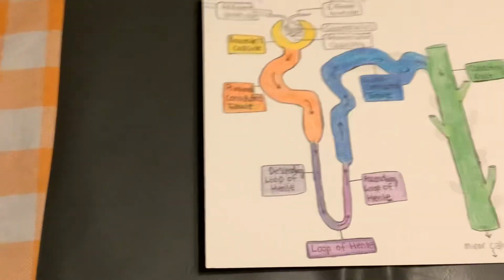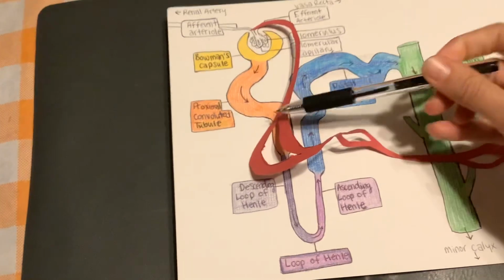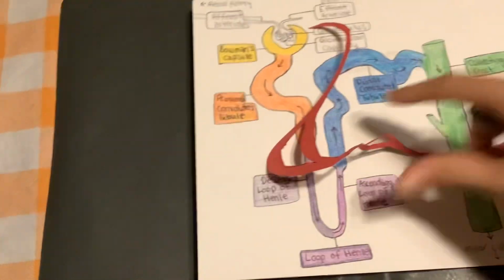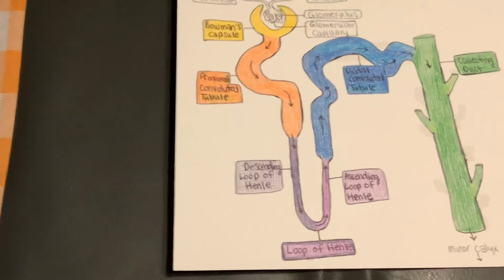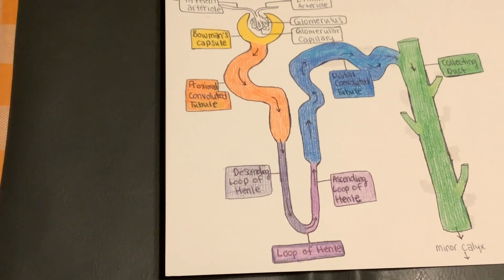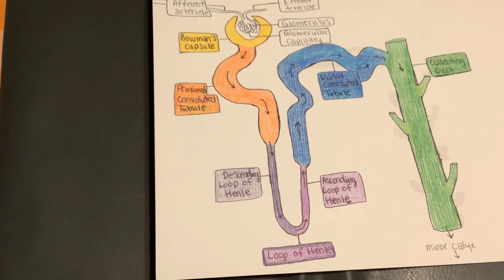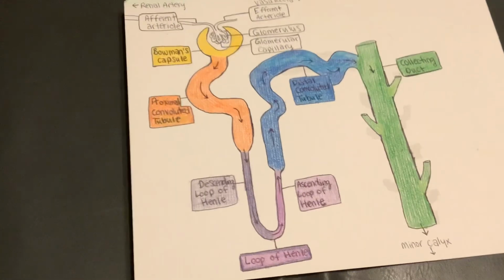So in the proximal convoluted tubule, reabsorption, which means the substances go back into the blood. For this part, it would be sodium chloride, potassium, glucose, amino acids, urea, bicarbonate, and water, and it absorbs 2/3 of that filtrate in this area here.